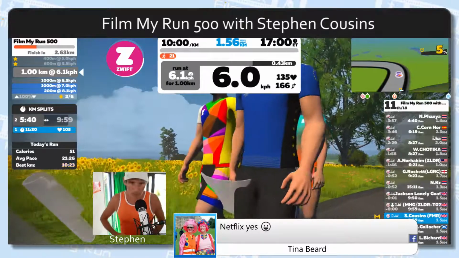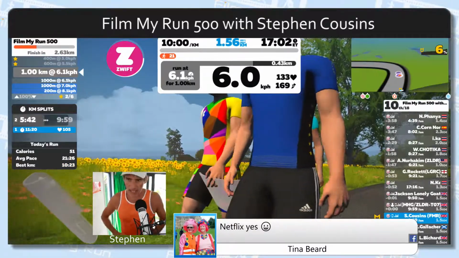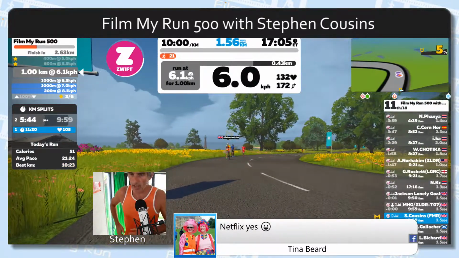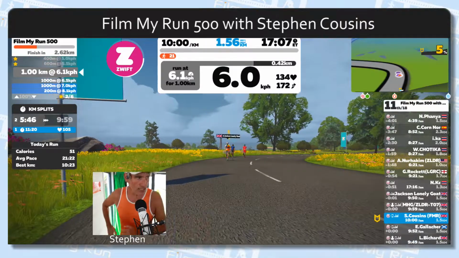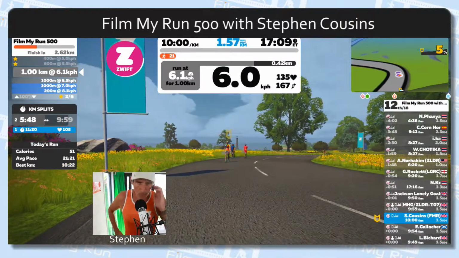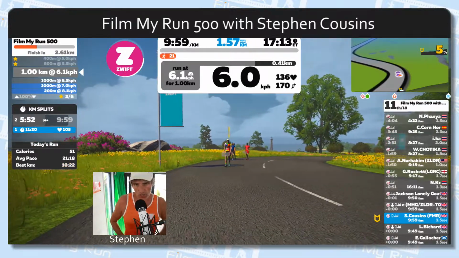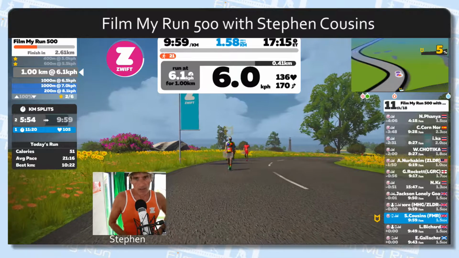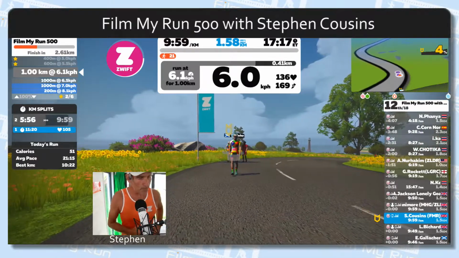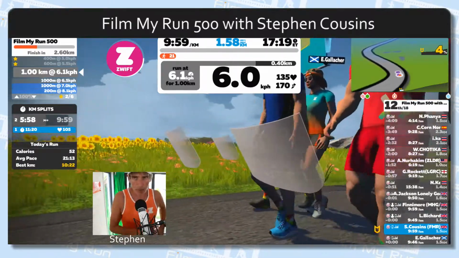Teeny Beer says Netflix. The only problem with Netflix is it costs a lot of money to put your film on. Amazon Prime is free, you see. You can put your film on Amazon Prime for nothing. And Netflix charges a lot of money. So we'd have to be sure that we're going to make that money back if we put it on Netflix.